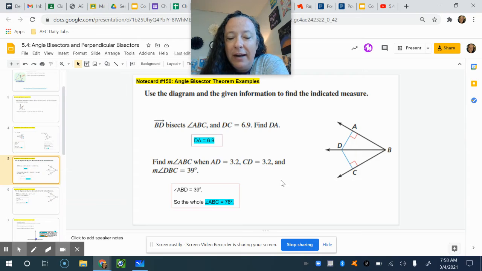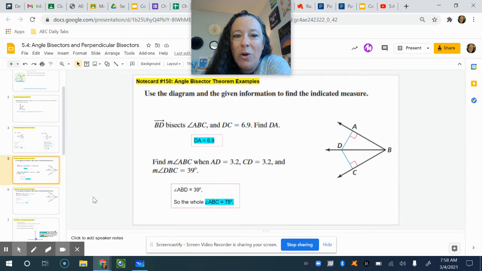Then a different scenario. It says find the measure of angle ABC, guys. That's the big angle, ABC, when AD is 3.2 and CD is 3.2. So what they're saying is those are equidistant. Once I know that they're equidistant, I can infer that this is an angle bisector. It tells me that angle DBC, right here, is 39 degrees. Well, if this one is 39 degrees, so is this one because it's an angle bisector. So 39 times 2 is 78 degrees. So the big angle ABC is 78 degrees.